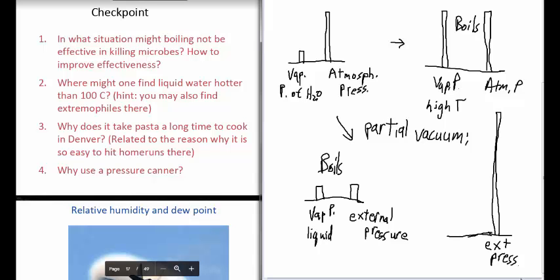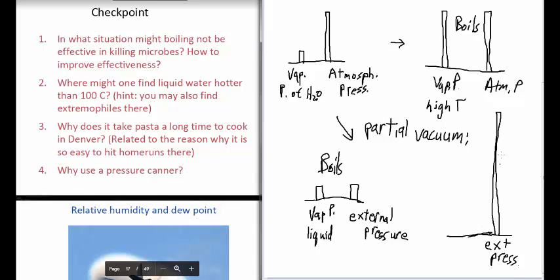Now, say instead of decreasing the external pressure, we increase it a lot. So maybe we go under the ocean, and every 10 meters of water is equivalent to 1 atmosphere pressure. So if we go like 1,000 meters under the ocean, that's like another 100 atmospheres of pressure on us. We have 100 times more pressure.